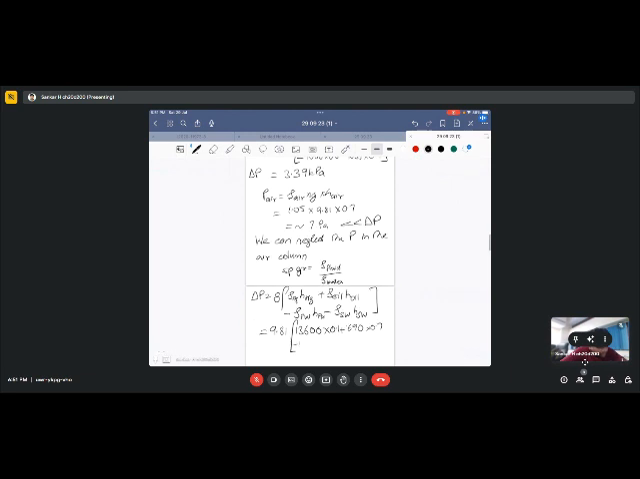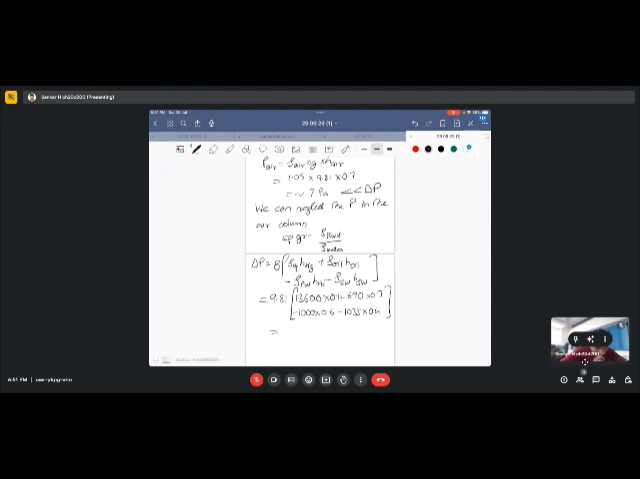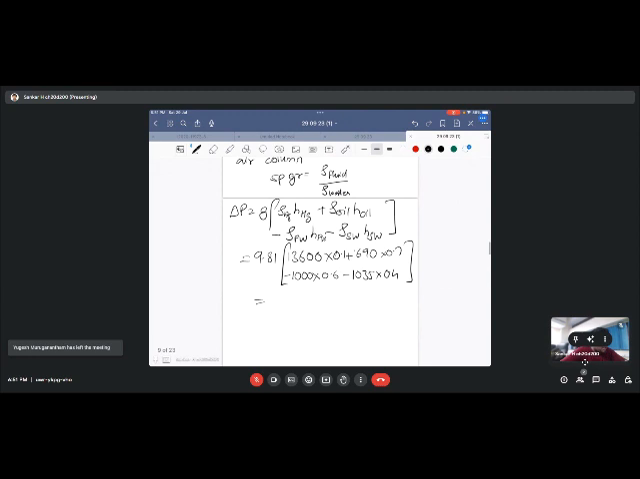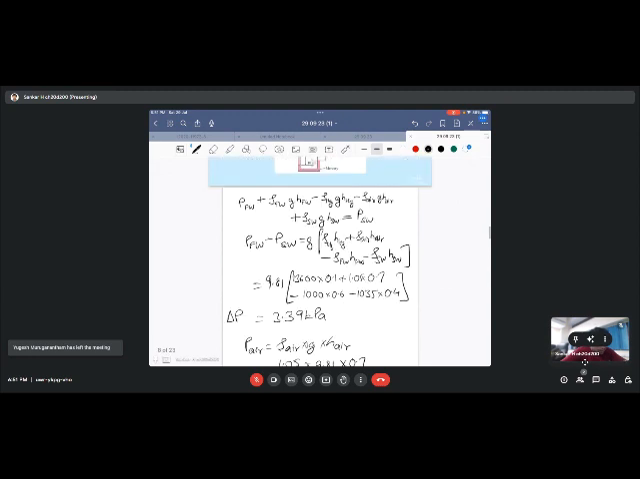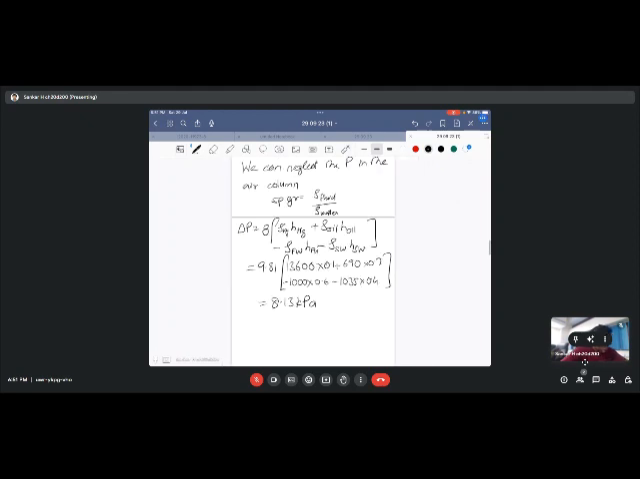The height of that oil column is 0.7. Again, the rest of the part remains effectively the same. Now, again, this can be solved in a very straightforward manner. You'll get the answer to be around 8.13 kilopascal.